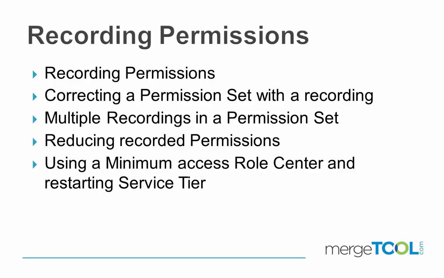When you record, you can really only see if you insert or modify records. If you use indirect permission for certain tables, there is an ability to reduce those permissions. Also at the end, I'll show how we have a minimum access role center that doesn't read anything of the normal accounting data, and how we would restart the service tier, which normally is a requirement for doing a proper recording.